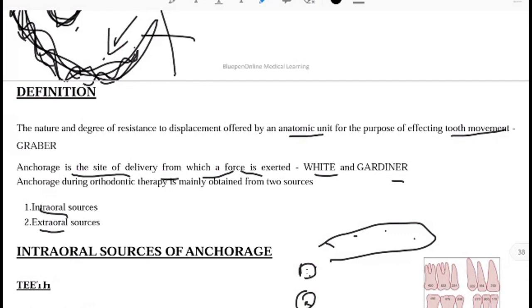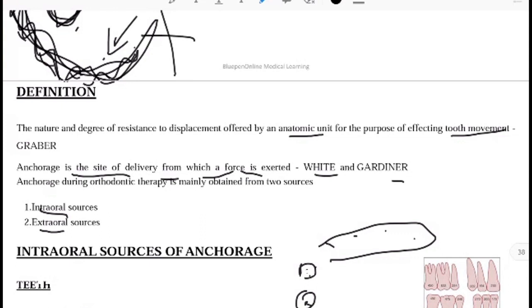All the other teeth can actually help us by serving as an anchorage or resistance unit. So teeth are thus a very excellent source of intraoral anchorage.